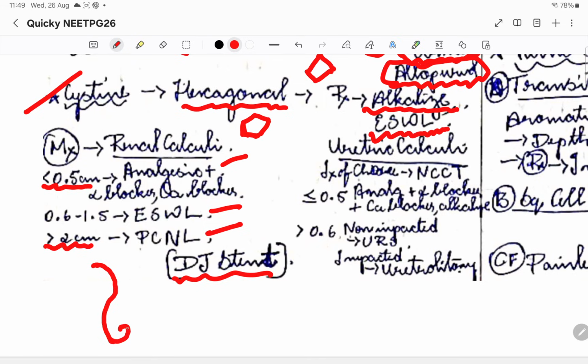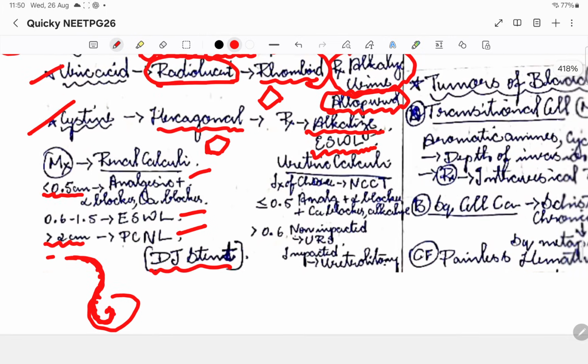from the urethra we'll be putting inside, and we'll let the DJ stent stay here, and then we'll let it allow into the bladder. So after this procedure we'll place a DJ stent, through which the stone will pass through and come down to the bladder. Okay, so this is what we do with respect to renal calculi.